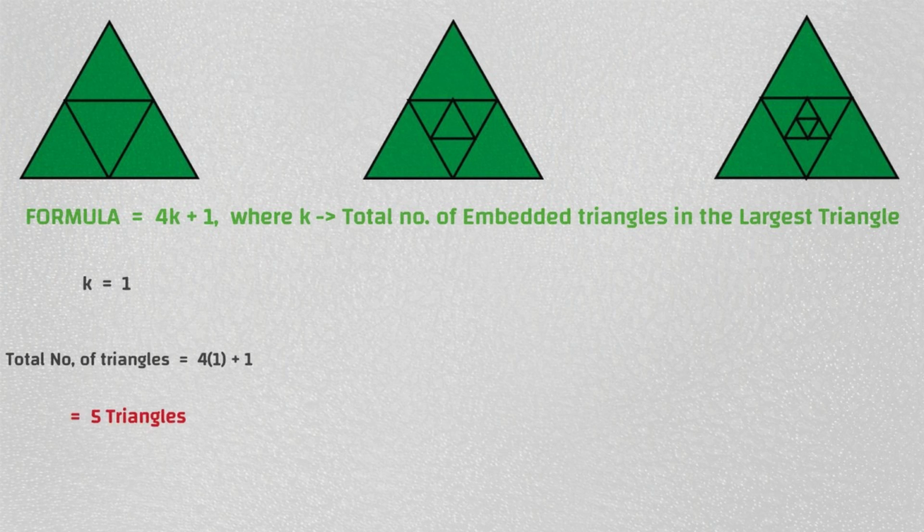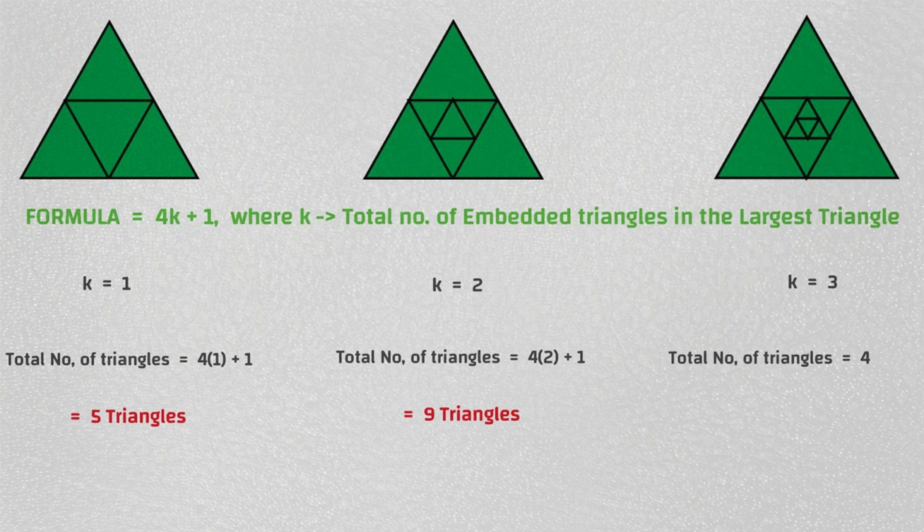Similarly, in figure 2, there are 2 embedded triangles inside the largest triangle. So here the value of k is equal to 2, and thus the total number of triangles in the second figure is 4 into 2 plus 1, which gives us 9. And finally, in figure 3, there are 3 embedded triangles inside the largest triangle. Thus, the total number of triangles in figure 3 is equal to 4 into 3 plus 1, which gives us 13 triangles. So this is the way you can solve this type of count the triangles question.